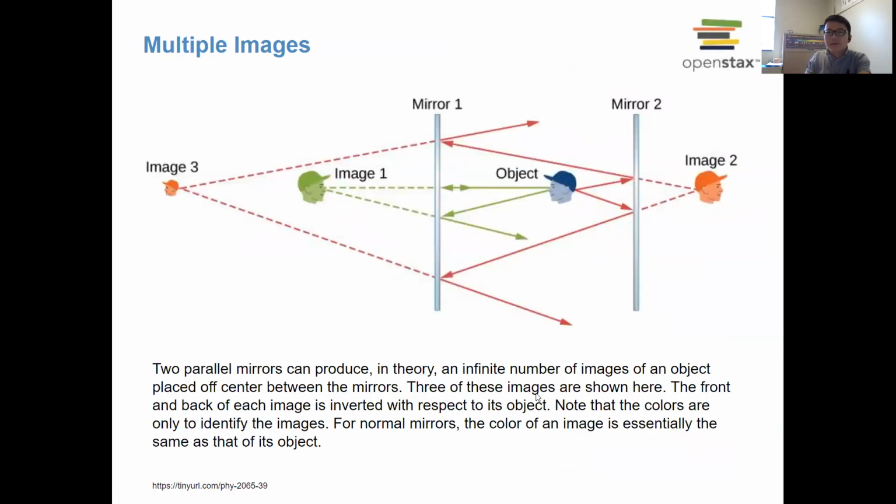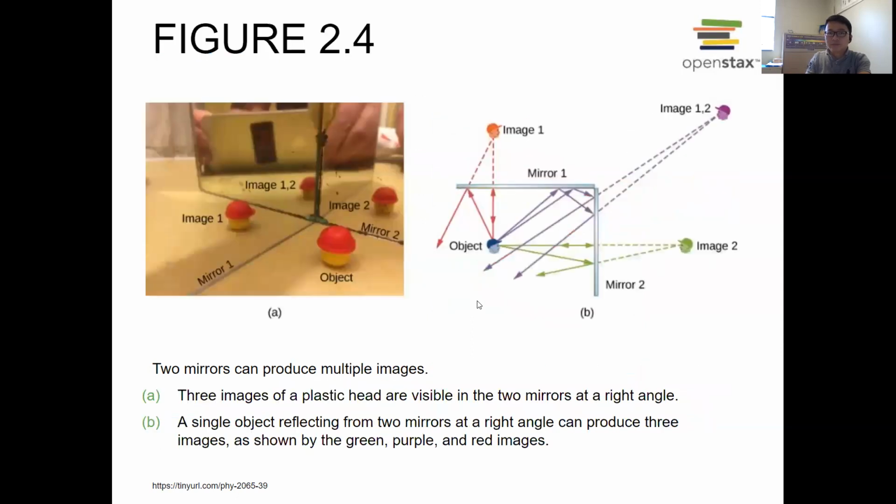You can also have a few mirrors. If that's the case, look at this: if this is the object, the first mirror will form an image there. Now, the second mirror will also form an image. The image in the second mirror will actually have an image in the first mirror. The same thing, the image in the first mirror will have an image in the second mirror, which is not showing in the figure here because it's out of the paper. So in that sense, you'll get multiple images if you have multiple mirrors next to each other.